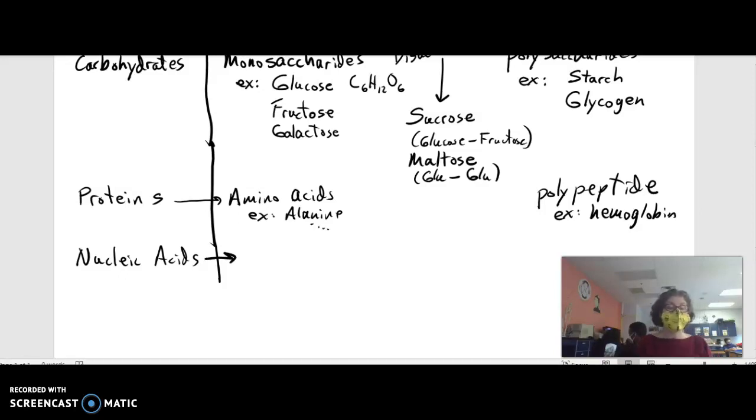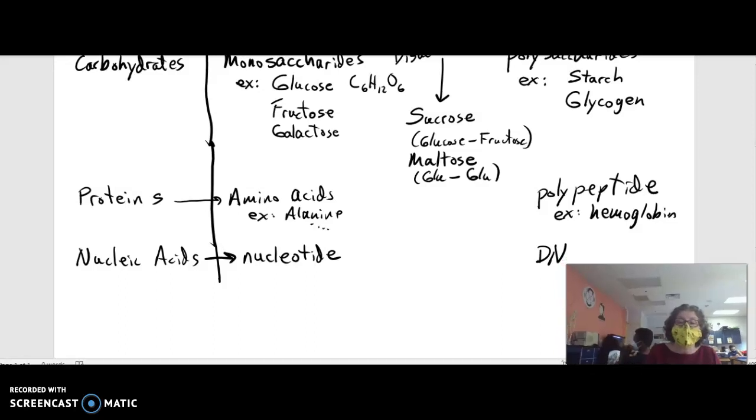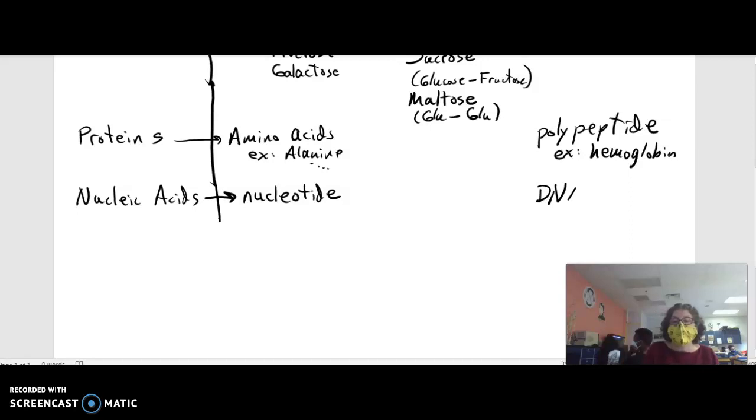Nucleic acids, the monomer of all nucleic acids is called a nucleotide. And if you put a bunch of nucleotides together, the polymer that you get, one of the most famous ones is DNA. DNA is a really famous polymer with lots of nucleotides in it, and the other one is RNA. Okay. All right. So that was what I wanted to explain about that.